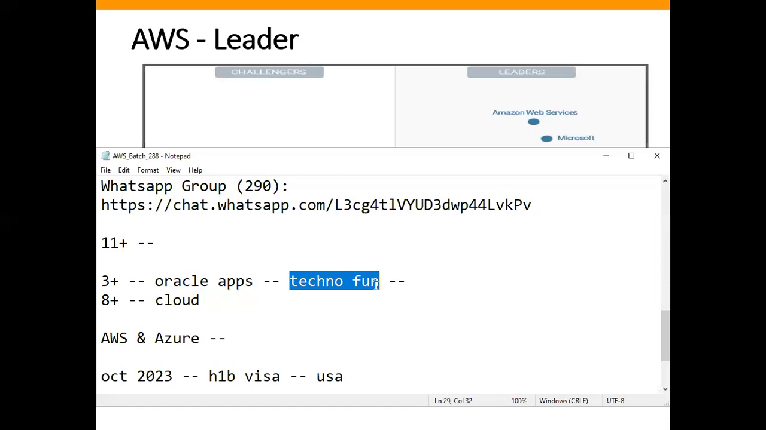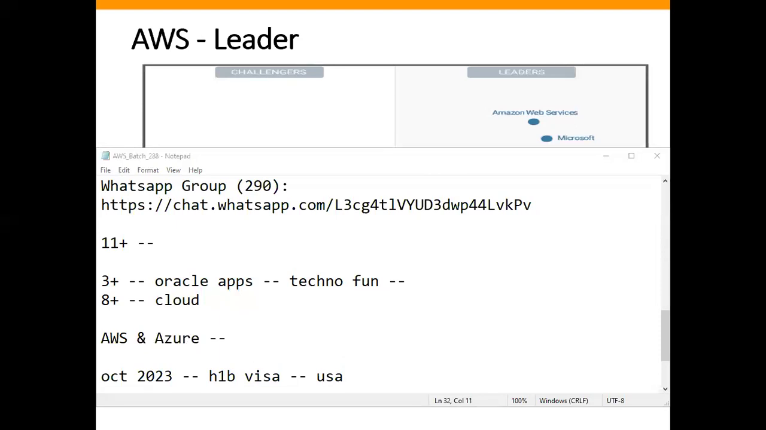Yes, it's up to you, or you can learn both. I had some dilemma about which cloud I need to select. How will the future be in Azure and AWS? Just a few minutes before, I said that AWS is number one and Azure is number two. That's the current situation in the market.